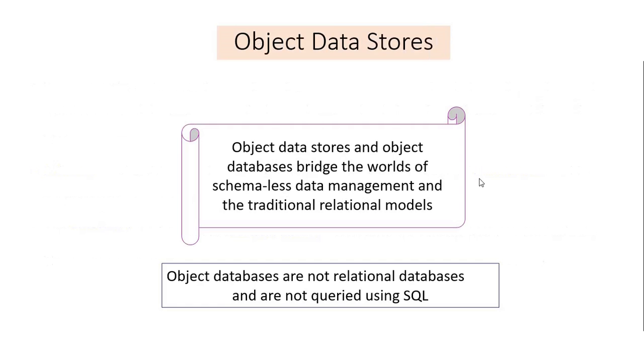This is about the tabular store. The next one is the object data store. Object data stores and object databases act as a bridge between schemaless data management and traditional relational data management. They mainly act as a bridge between NoSQL databases and SQL models. Object databases are not relational databases, so they cannot be queried using SQL.